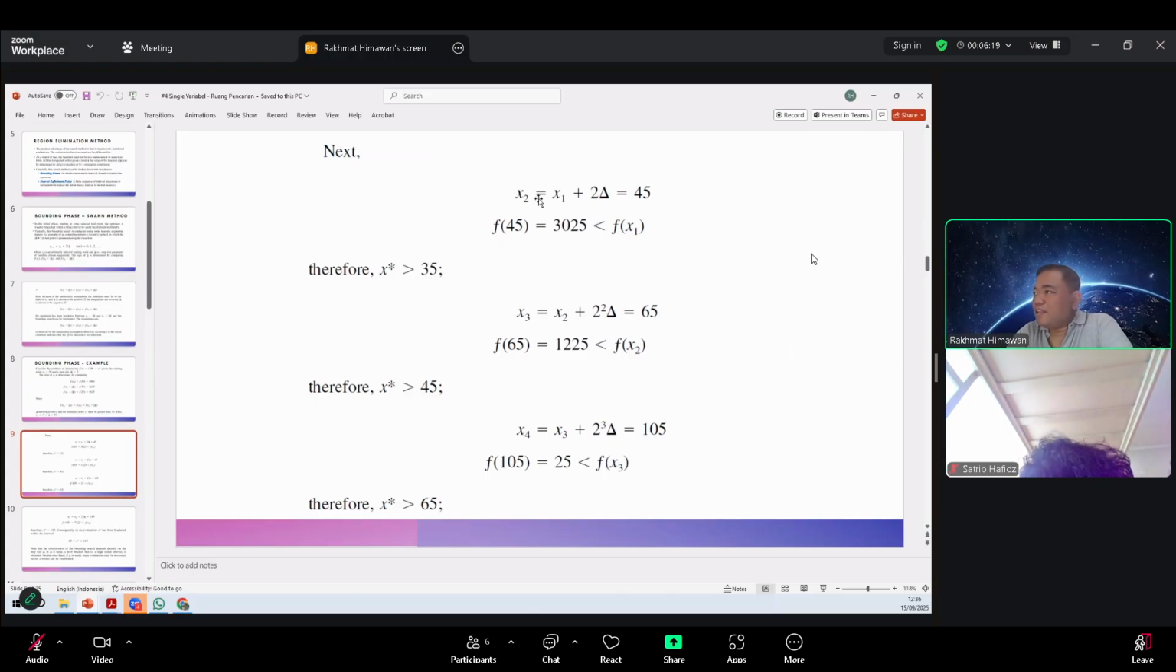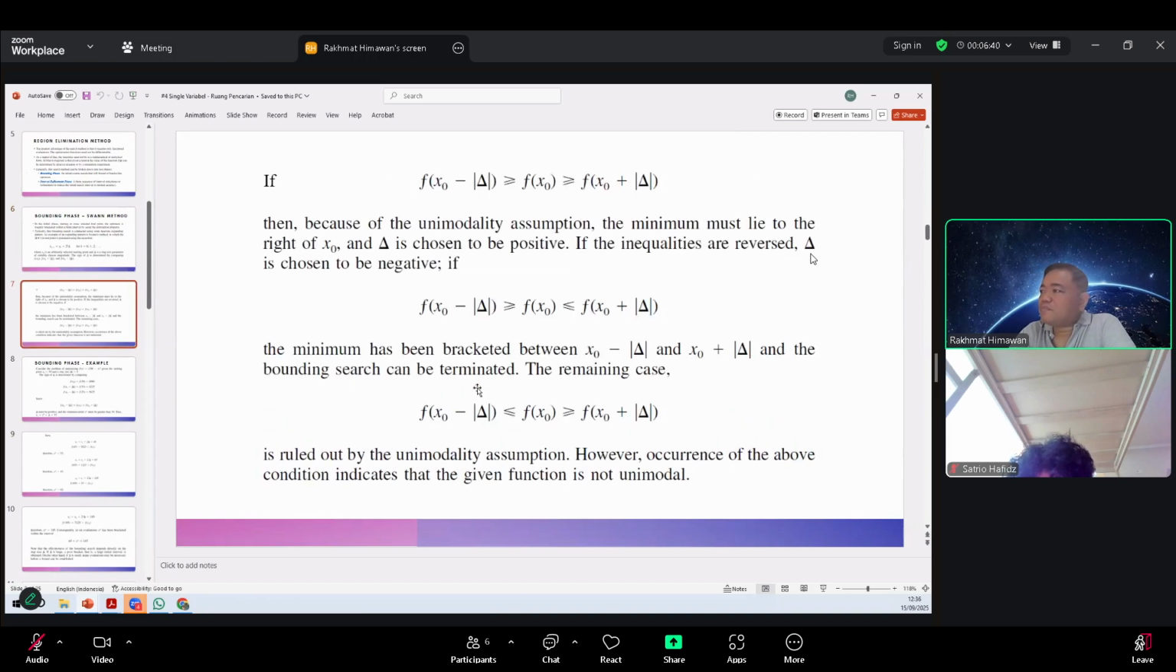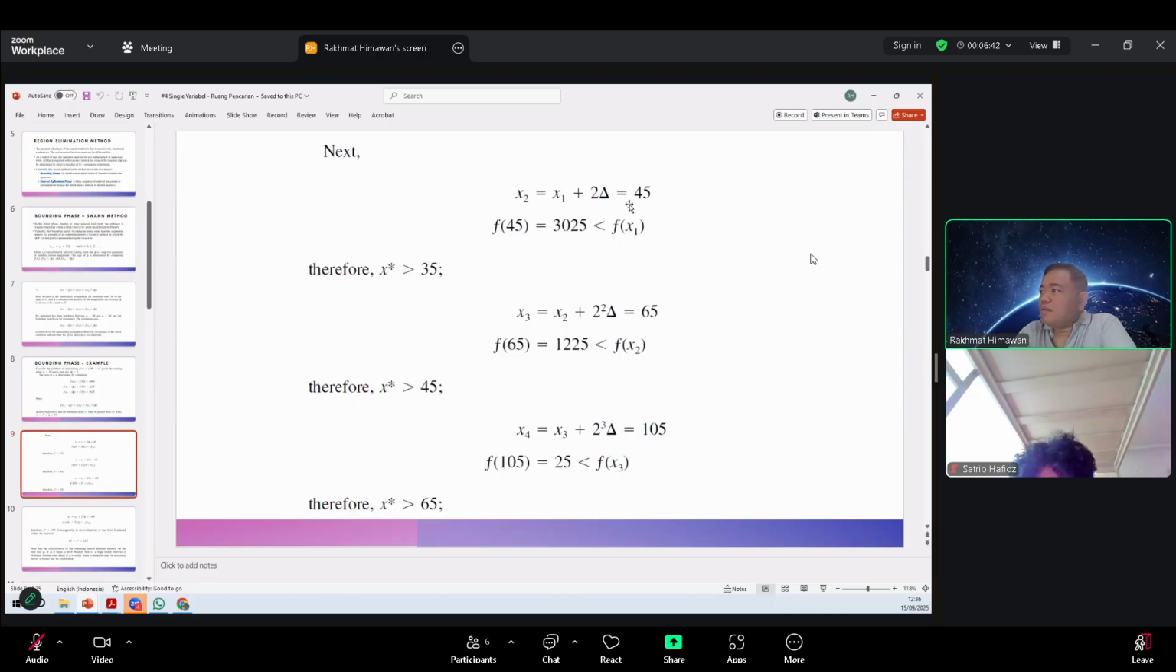Again, how can we get this x2 formula from here? x2 is equal to x1, that means the k is 1, plus 2 to the power of 1 multiplied with sigma. So x2 equals x1 plus 2 multiplied with sigma. And it gets lower, so it's good. Now, again, x star is greater than 35.